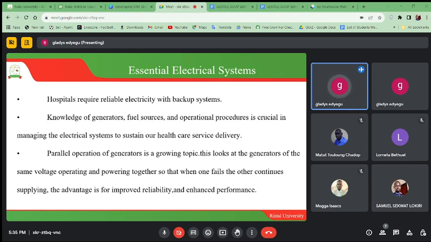But they are all supposed to be of the same voltage, operating and powering together, so that when one fails, the other continues supplying. That way we can sustain the availability of electricity, and one can address the issue of the backup systems. So there are hospitals that are able to have standby generators, and not only one, they can have two. And when they have those two generators, they are all of the same voltage.